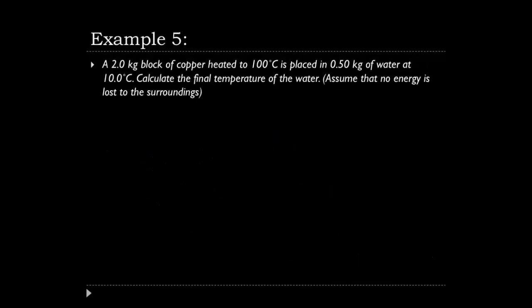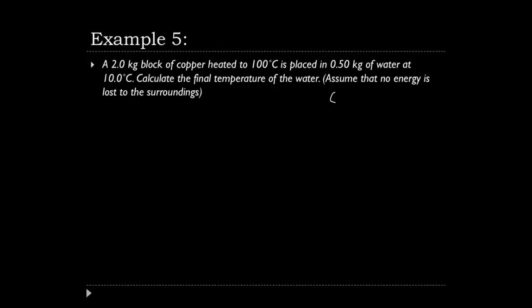Okay, so we have a 2 kilogram block of copper heated to 100 degrees, and it's placed in half a kilogram of water at 10 degrees. Calculate the final temperature. Okay, this requires us to know the specific heat capacities of the two, because they don't cancel in this instance like they did in the previous example, because they're different. So we know from, let's just fix the size of that. And let's rub this out. Okay, so in fact let's rub it out completely.